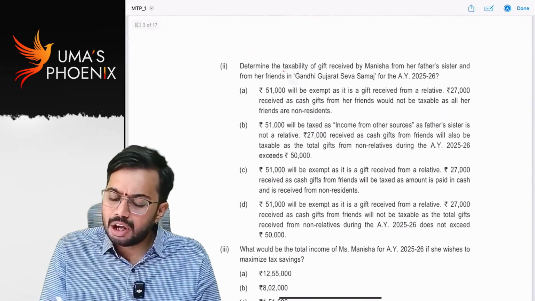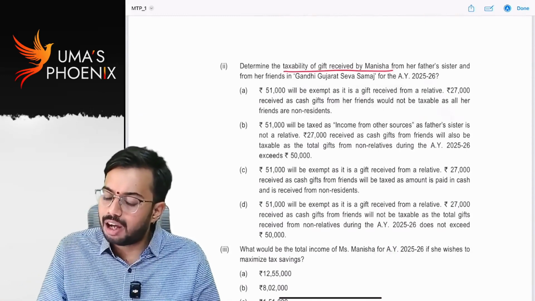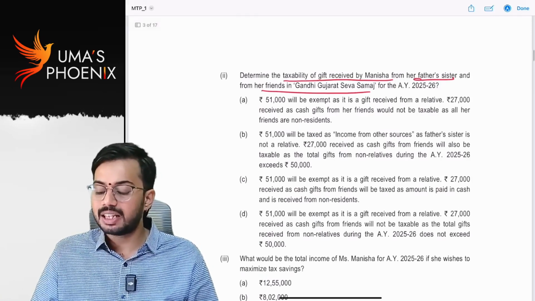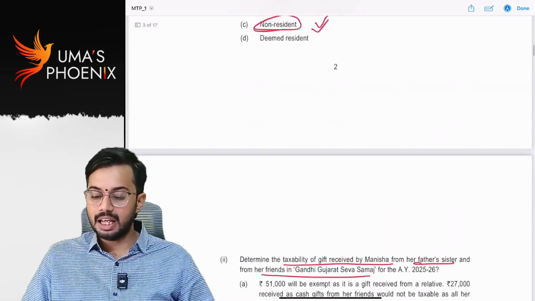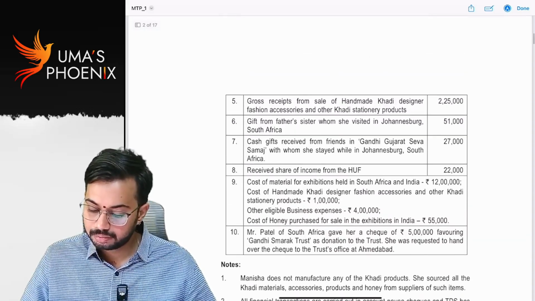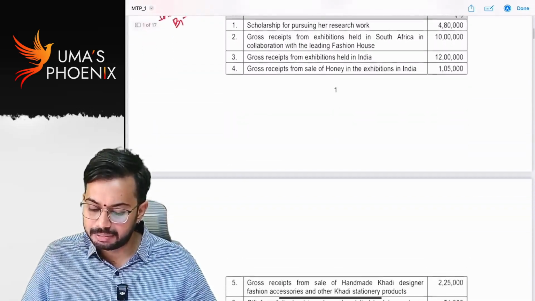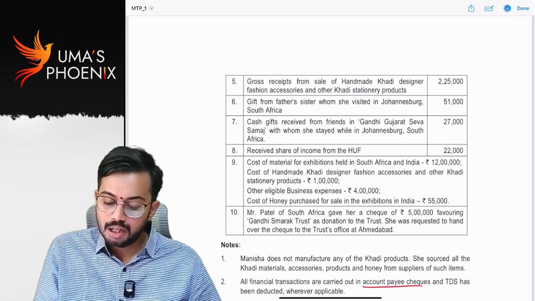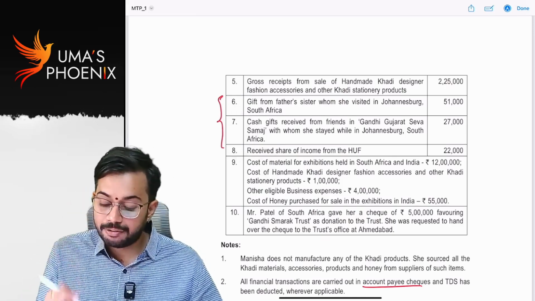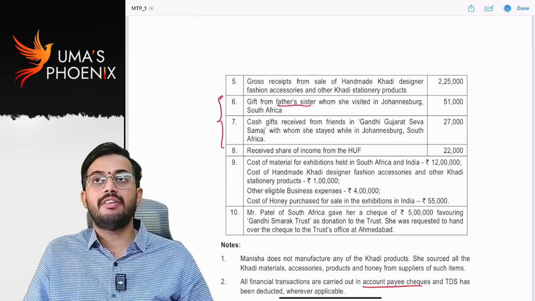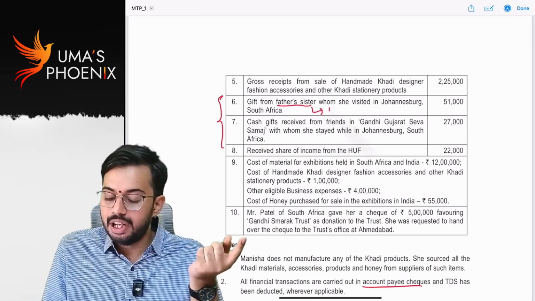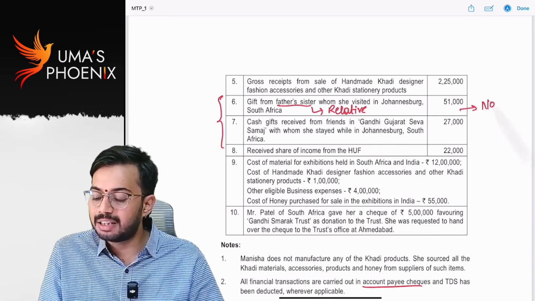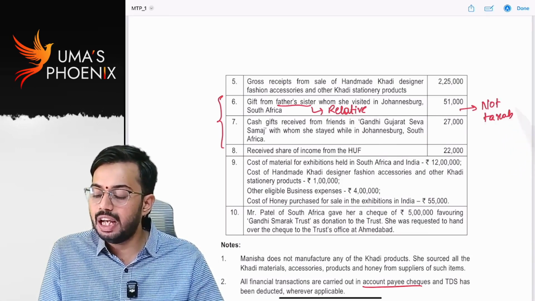Determine the taxability of gift received by Manisha from her father's sister and from her friends in Gandhi Gujarat Seva Samaj for assessment year 25-26. See, she received some gifts, it seems. Look, 6th point and 7th point, gift from father's sister. See, father's sister is a relative. If father's sister is a relative, then gift received from a relative is not taxable. Gift received from a relative is fully exempt.